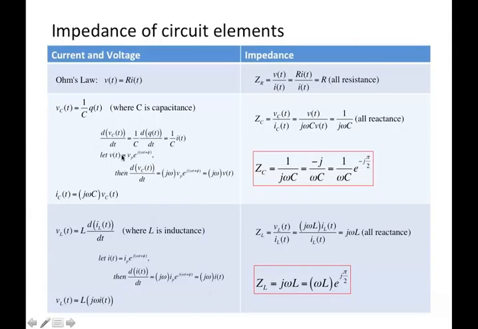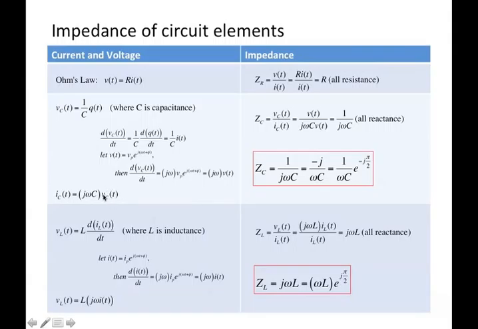And then what happens when you do that is, if you take the derivative of the voltage across the capacitor with respect to time, because it's an exponential, you just get some constant. And so it turns out dV/dt is just equal to some constant times the voltage. Or writing it another way, the relationship is that the current through the capacitor is just j omega C times the voltage across the capacitor.